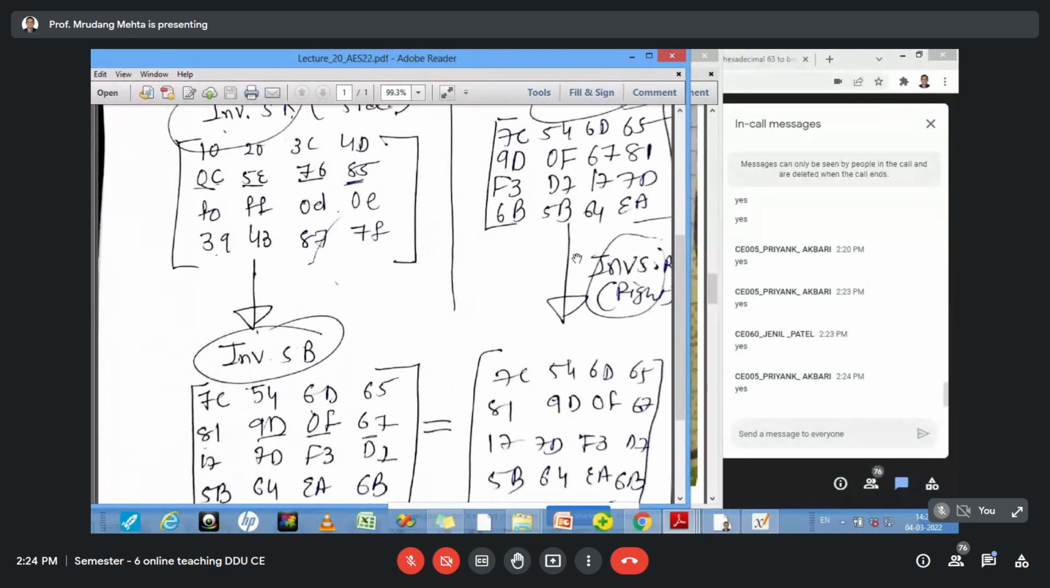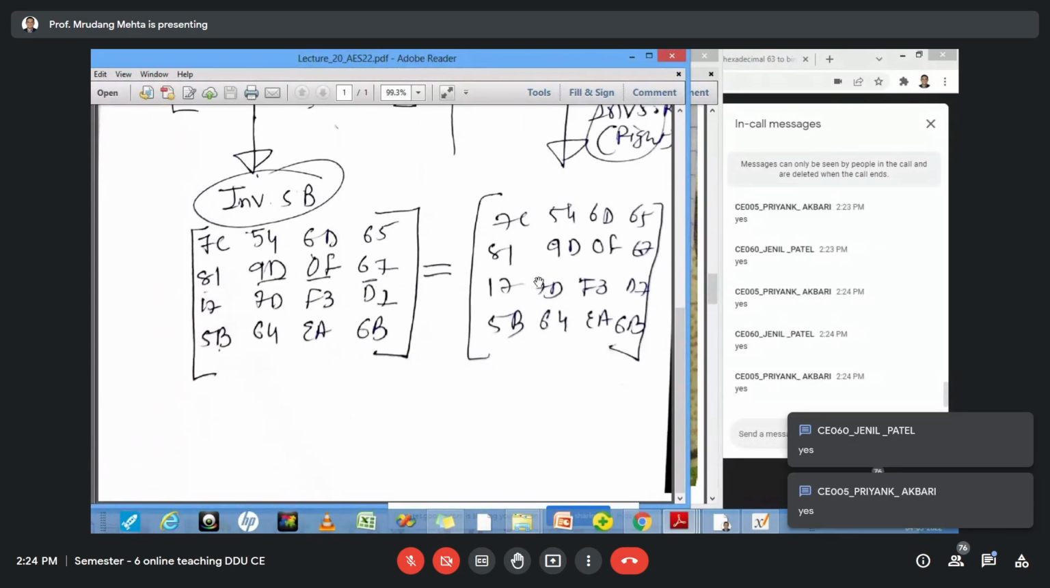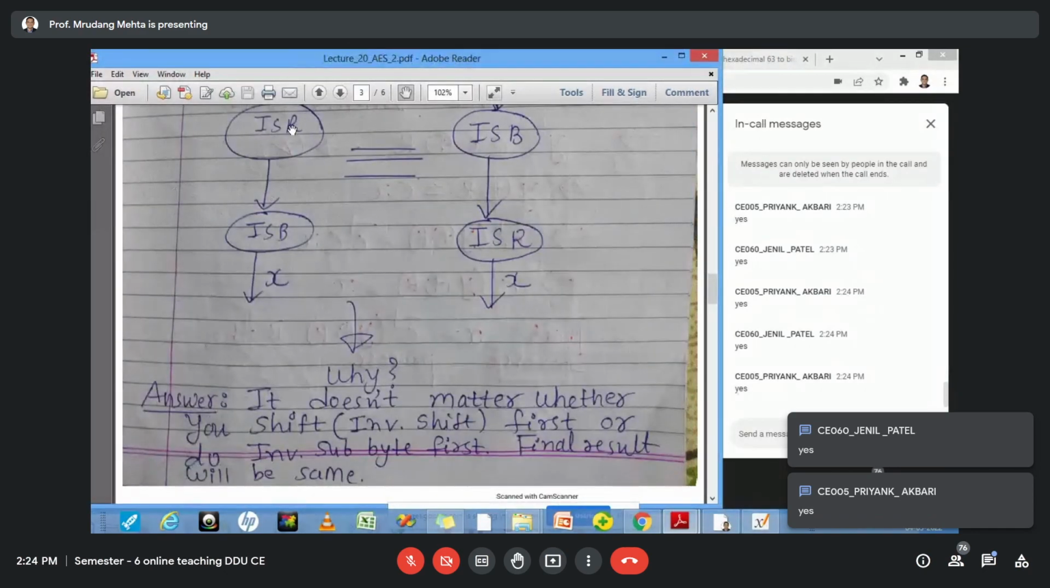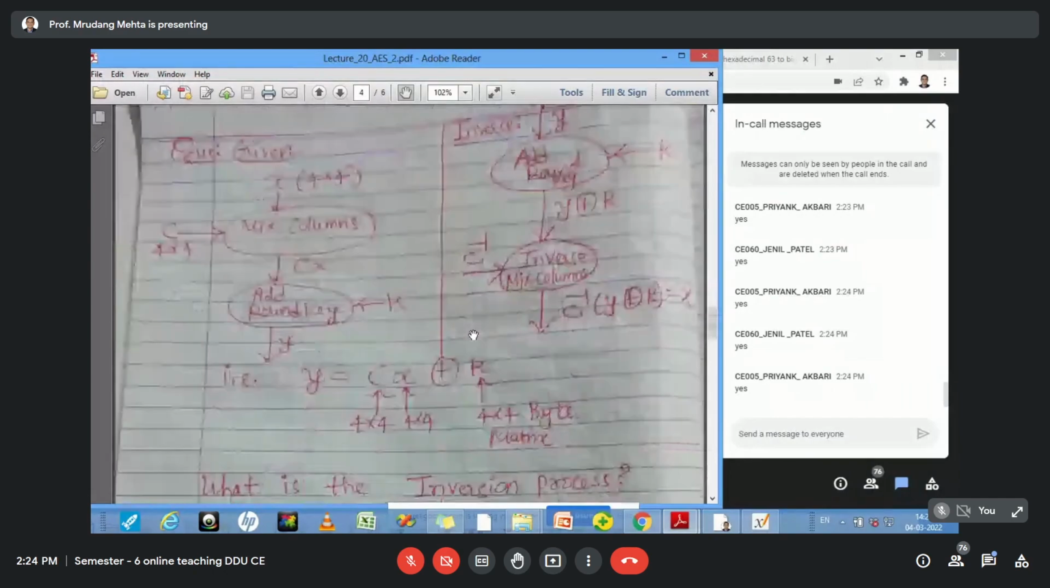So the first row remains as it is. The second row is shifted right by 1. The third row is shifted right by 2. And the fourth row is shifted right by 3. And if you look at these two matrices, they are identical. Clear? Yes or no? Okay. So with this example, you have understood that it doesn't matter if these two steps are interchanged in decryption.